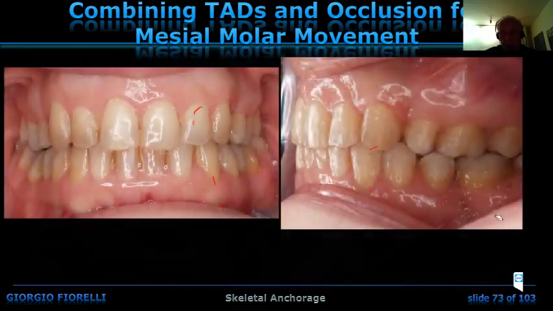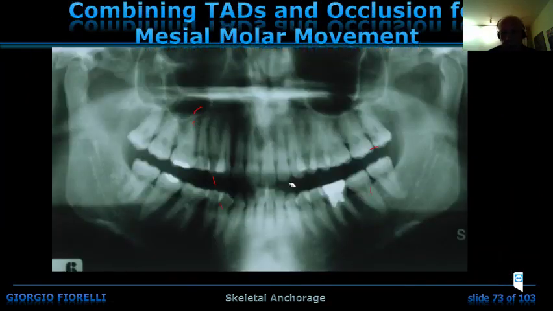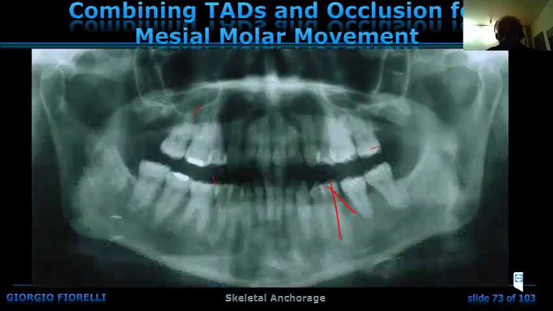and let me show you. Okay, go back. You see, this was the molar that was extracted. This is the 7 and the 8 that we brought forward. Actually, the 8 came on its own. I mean, I didn't band or bond or do anything to the 8.